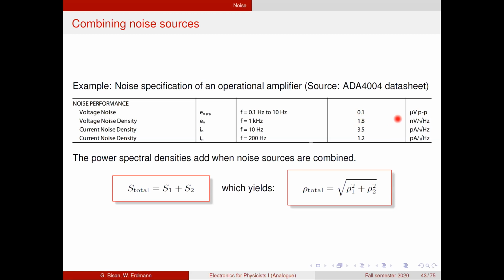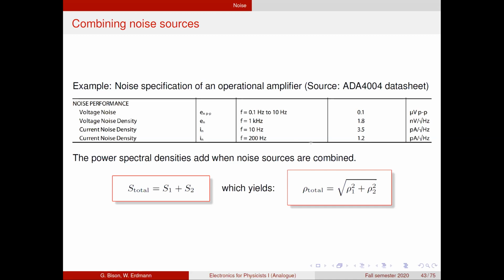So you have to take care that this number has a different unit, and you have to take care of the bandwidth with which you operate. Then there are two specifications for the current noise given at two different frequencies. And here, for example, at 200 hertz, we find 1.2 picoampere per root hertz. So that's again a characteristic feature of this particular op-amp.